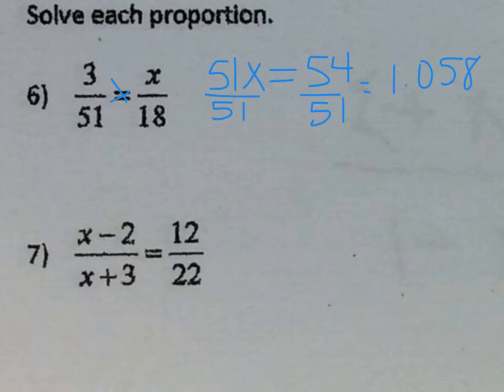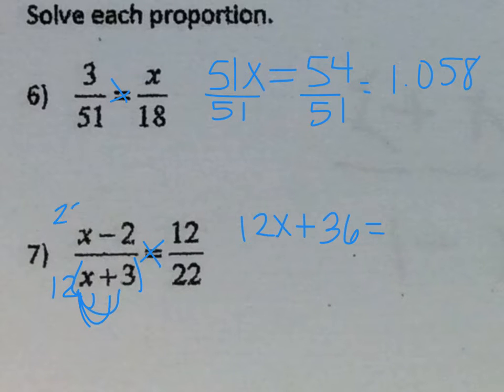The next one, it's a proportion, so we're also going to cross multiply, and we need to use the distributive property here. So basically, when we multiply the 12 times x plus 3, it's like we are distributing that. So 12 times x would give us 12x. And 12 times 3 is going to give us 36, equals 22 times x minus 2. So again, we're going to distribute. 22 times x is 22x, and 22 times minus 2 is going to be a negative 44.